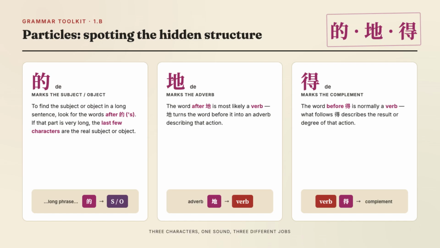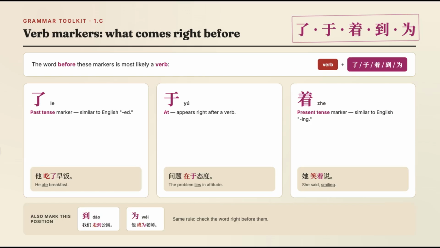Then we have particles that point straight to your verbs. The structural words de usually precede or follow a verb. Furthermore, aspect particles like le for past actions, zhe for ongoing actions, or prepositions like zai are almost always glued right to verbs. Spot these little guys and boom, you've just found the V in your SVO.